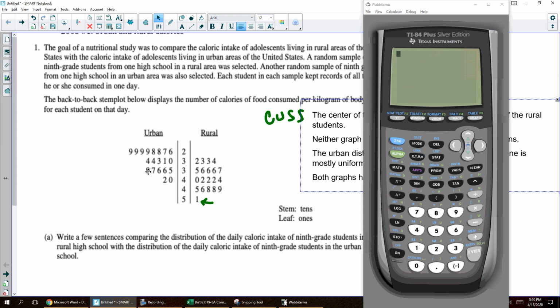This is worth noting again. This is 26, 27, 28, 28, 29, 29, 29, 29, etc. for the urban. On the rural side, it's 32, 33, 33, 34.